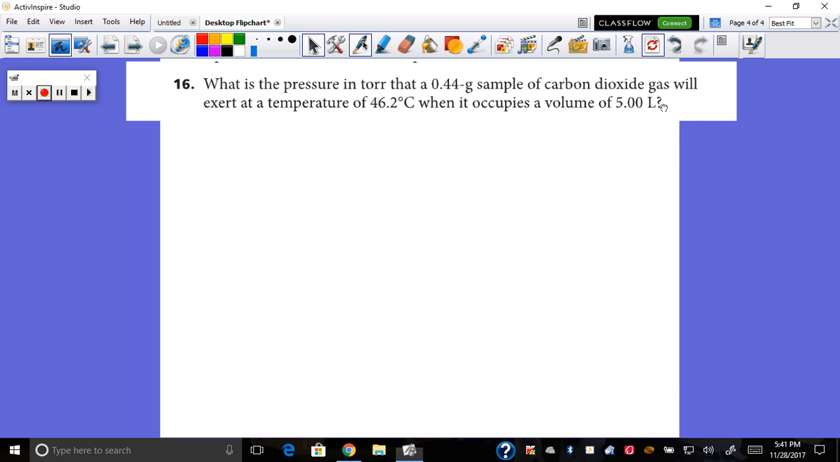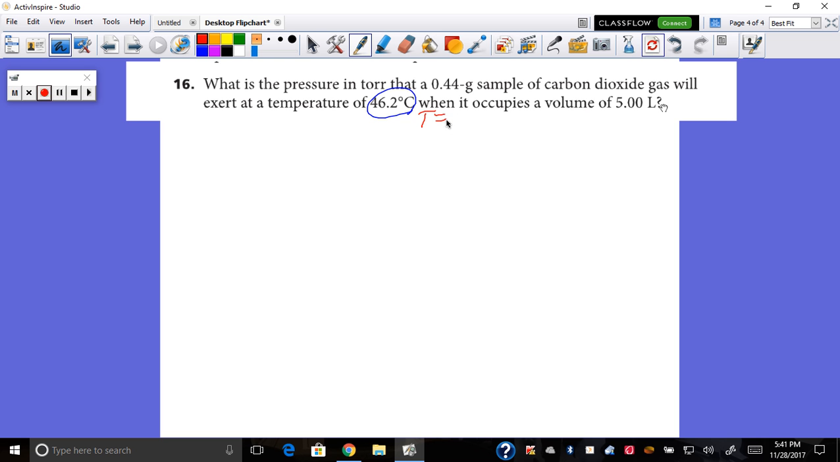Okay, people. All right, here we have another gas law problem. And what's our rule about gas laws? Well, let's see. What is the pressure in torr that a 0.44 gram sample of carbon dioxide gas will exert at a temperature of 46.2 Celsius when it occupies a volume of 5 liters? What's our rule about Celsius? We don't want Celsius, so we must convert to kelvins.